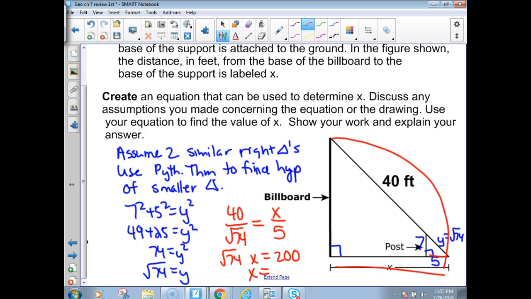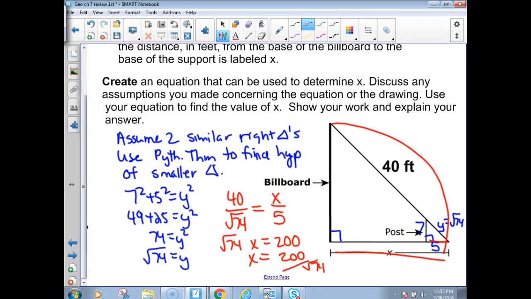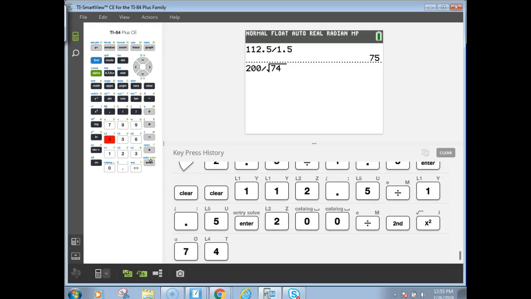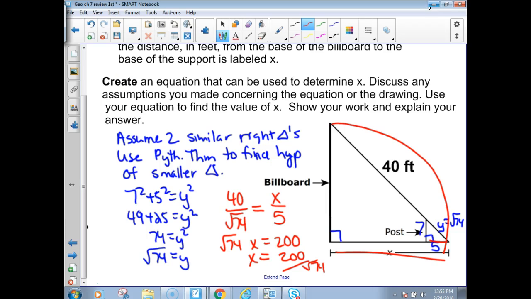And you can just type 200 divided by the square root of 74. So I'm going to move this down a little bit and type that on my calculator. 200 divided by the square root of 74. It really wouldn't have mattered if you had written down 8.6 for the square root of 74 and used it. You'd still get your 23.2, and that would be in feet.